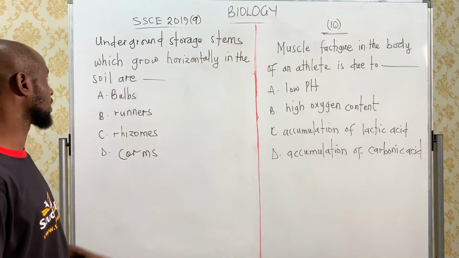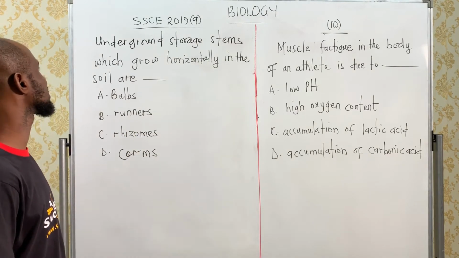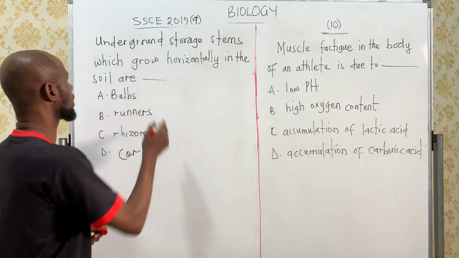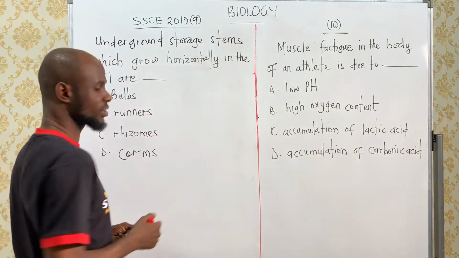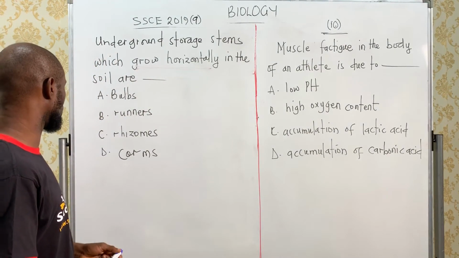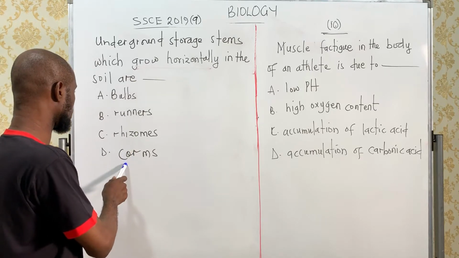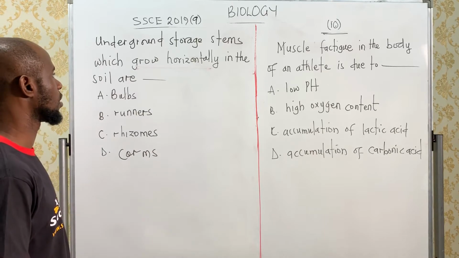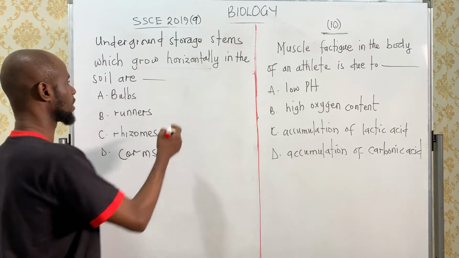Now we're on question number 9. Underground storage stems which grow horizontally in the soil are A. bulbs, B. runners, C. rhizomes, D. corms. Now these are all examples of natural vegetative propagation.